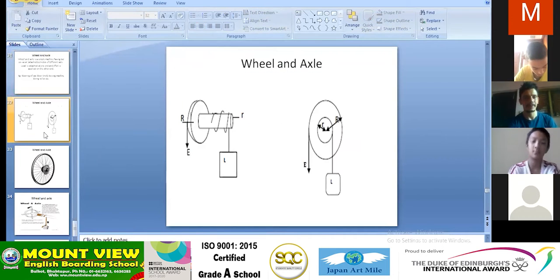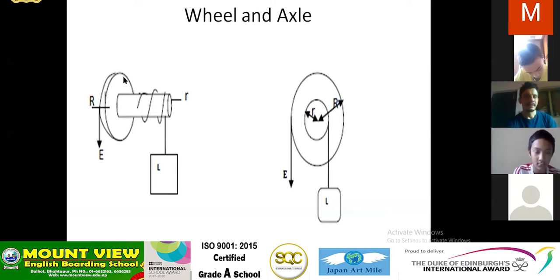You can see on the picture here. Let me maximize the screen. See here, this bigger one is called wheel, and this smaller one, which is kind of horizontal, is the axle. This is the bigger cylinder, which is called wheel, and this one is the smaller cylinder, which is called axle. As I told you earlier, wheel and axle are joined together, attached to each other.